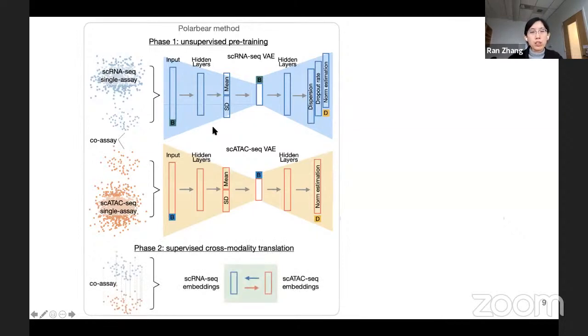So after we pre-train the model on all the data, we can learn a single neural network, a single translation layer, between these embeddings from the two data modalities based on the supervision of the one-to-one cell correspondence in the co-assay data.